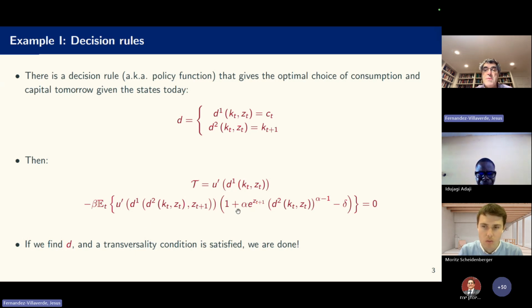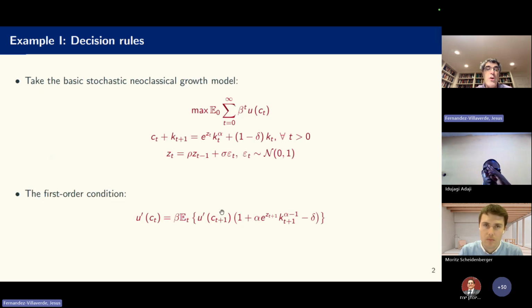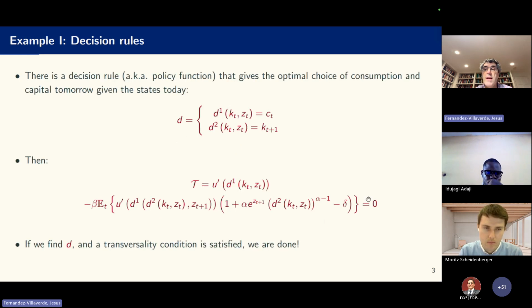And then in terms of the marginal productivity of capital tomorrow, we just plug in the capital tomorrow. And because we have moved the right-hand side to the left, we get a functional 0. So that basically means, as I was mentioning before, that if you find this function d and a transversality condition is satisfied, and don't worry too much about that transversality condition at the moment, you are done.